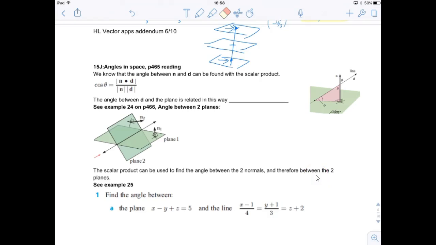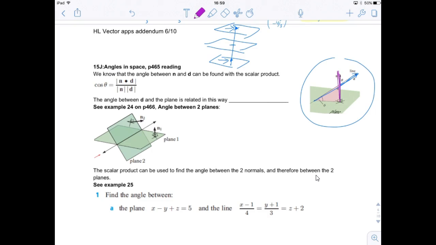Page 6 of Vector Apps Addendum. First thing we're going to talk about is section 15J with angles in space. Take a look at this little drawing here. Basically it shows a plane and a line coming out of the plane. It also has the normal vector, which is perpendicular to the plane.